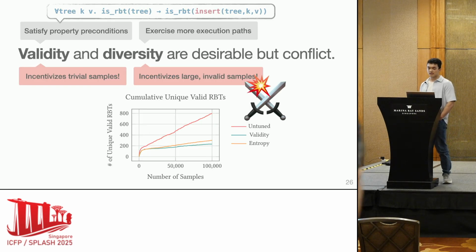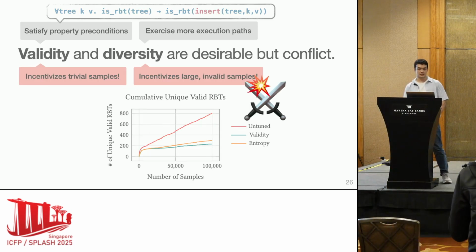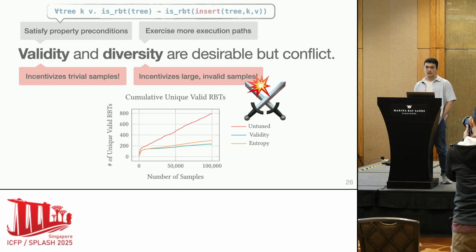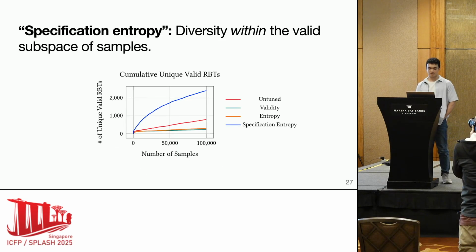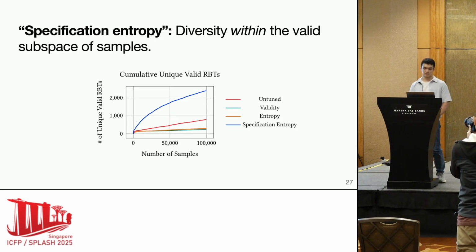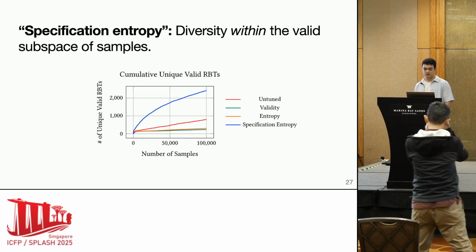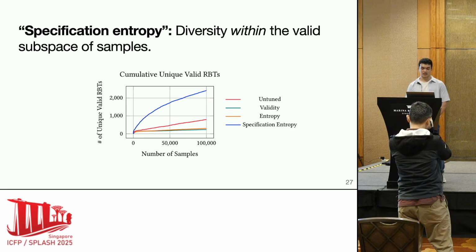And these two objectives are in genuine conflict. We can't just take a weighted combination of them. So instead, we propose a new objective that we call specification entropy, which values diversity, but only within the valid subspace of samples. And as we'd hope, when we tune for it, we find many more unique valid red-black trees than the other objectives we considered.